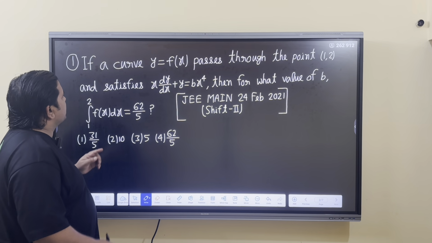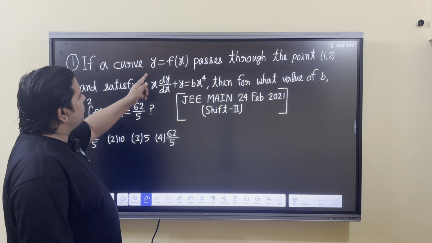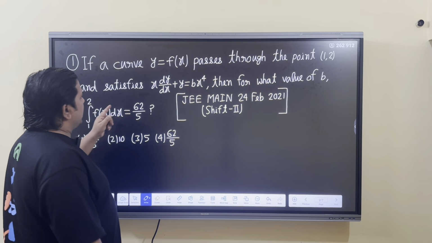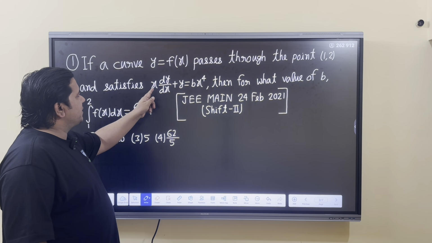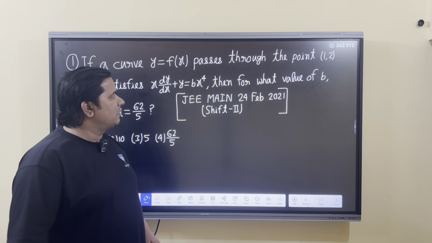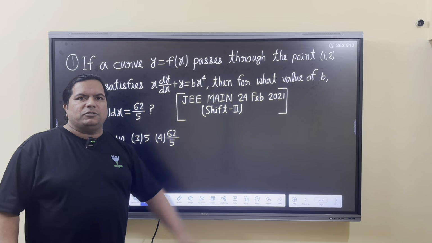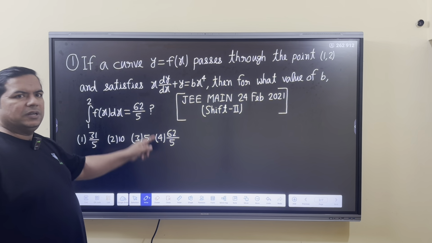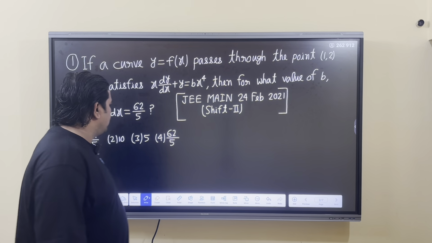So this is the first question. There is a curve y equal to f of x which is passing through the point (1, 2), and it is satisfying the differential equation x dy/dx + y = b x^4. Then we have to find the value of b, for which the integration of f of x between 1 to 2 is equal to 62/5.